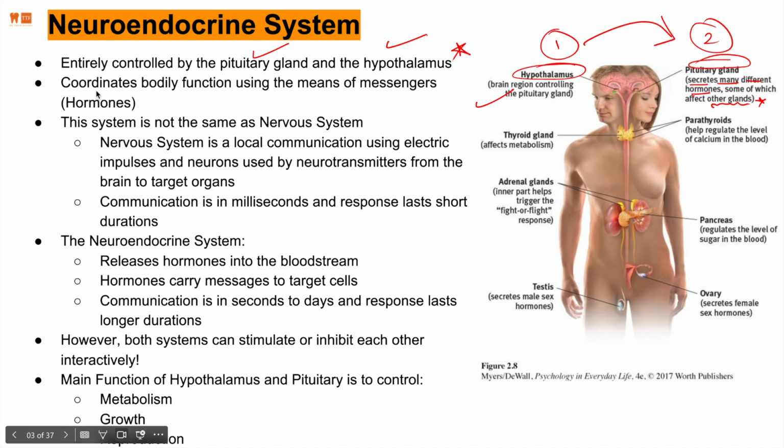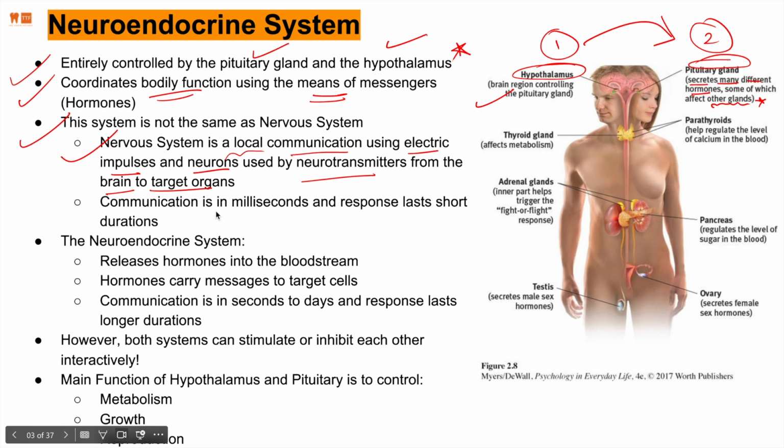Then we have coordination of bodily functions by means of messengers. So essentially, what are hormones? They're messengers that control bodily functions. This system is not the same as the nervous system. There's a differentiation. The nervous system is local communication that uses electric impulses, neurons, and neurotransmitters, from the brain to target organs. Perfect. It's an electrical circuit.